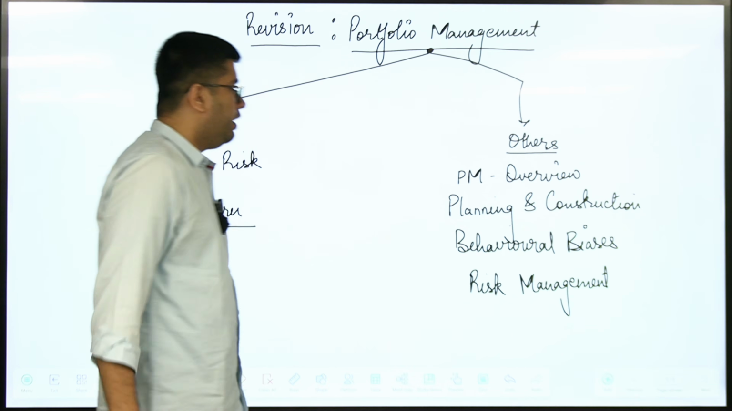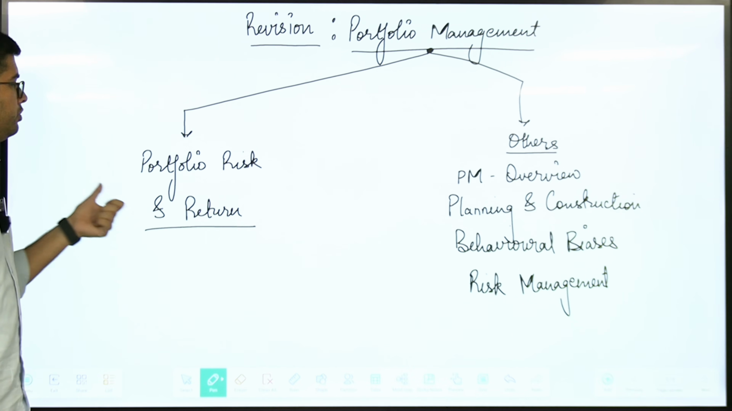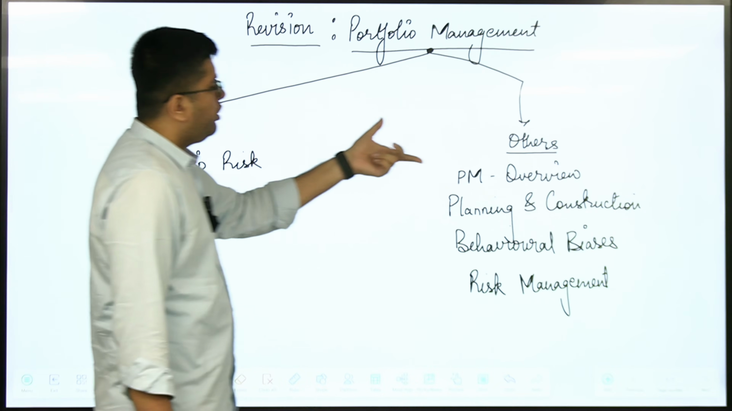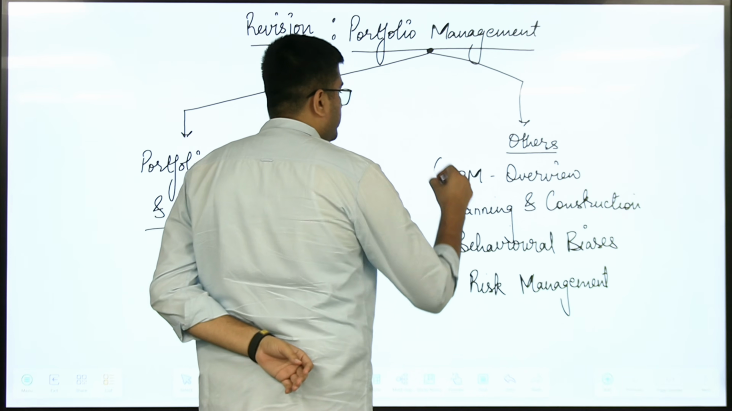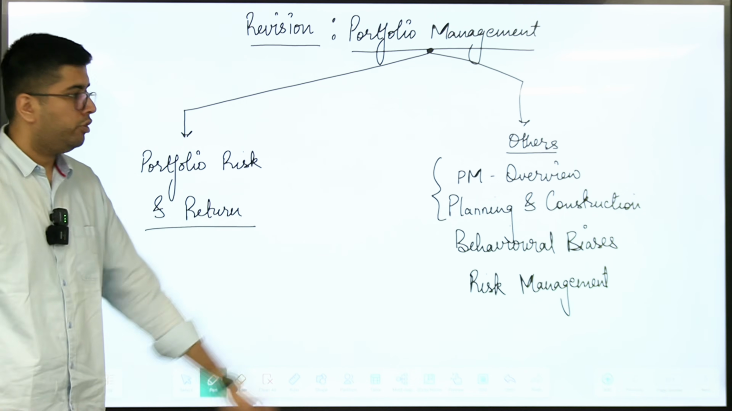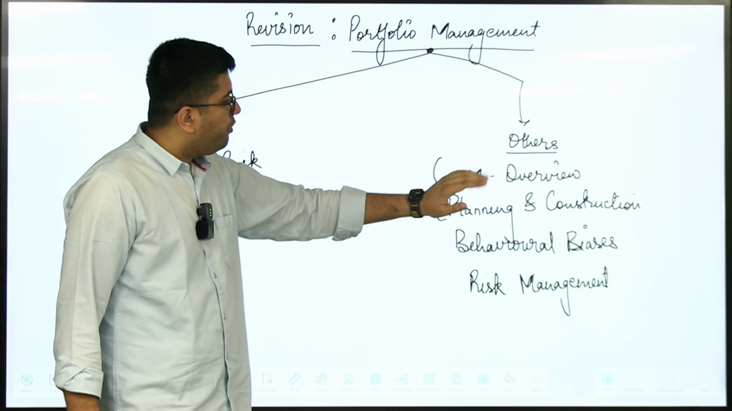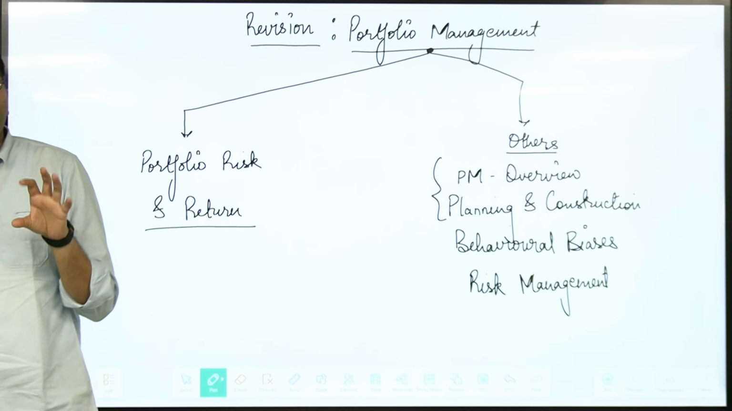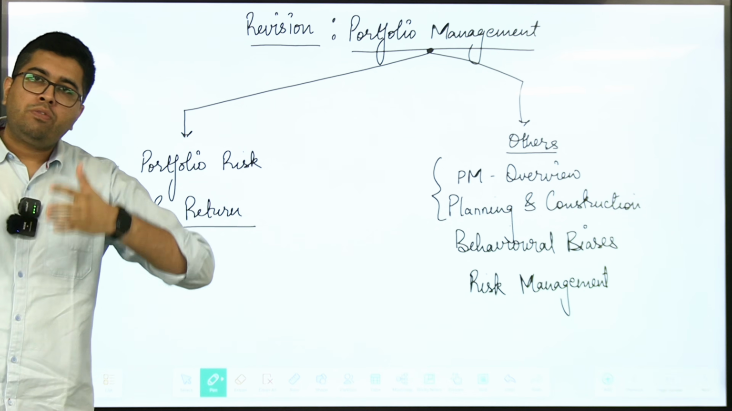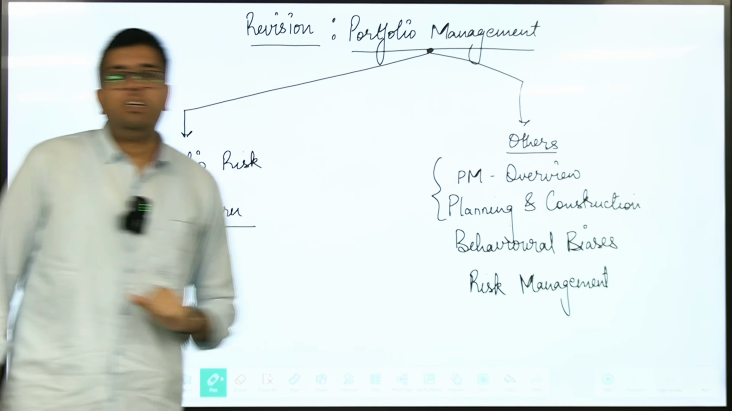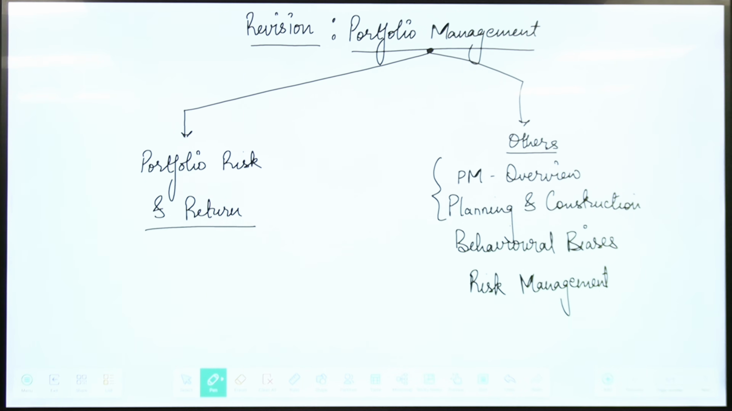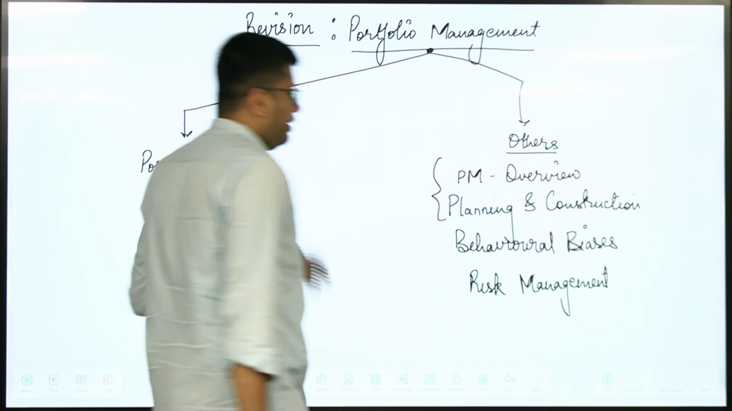So in portfolio management, we'll start first with our discussion of risk and return, and then we'll move over to all of these theory topics. For these theory topics, we mainly convert our discussion into a mind map. For these two topics, portfolio management overview and planning and construction, we have a combined mind map because it's a discussion that flows from one topic to another. We'll have a mind map for behavioral biases and one for risk management. Write the first heading, portfolio risk and return.